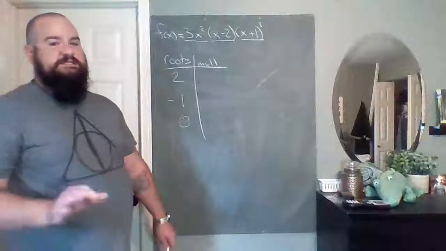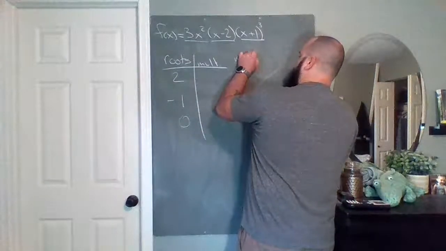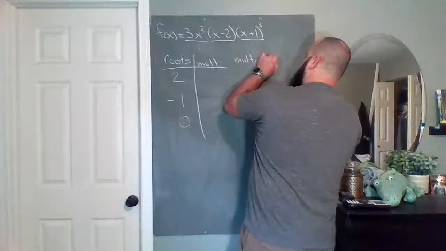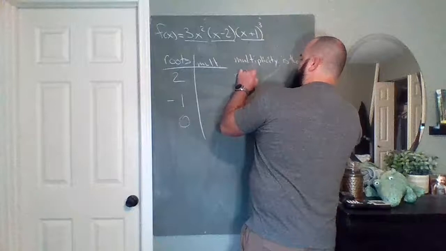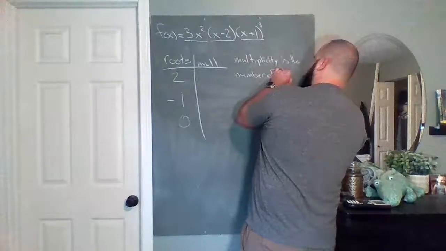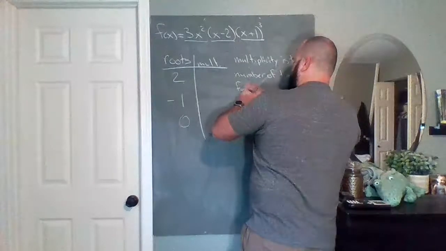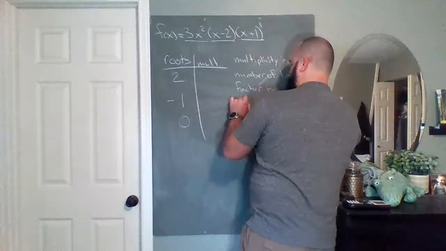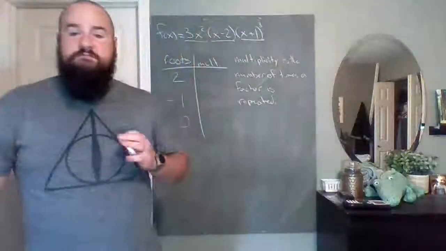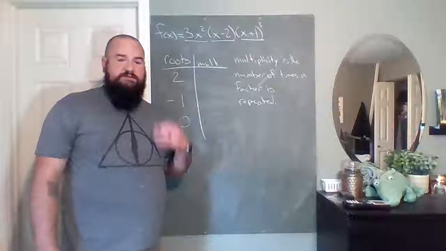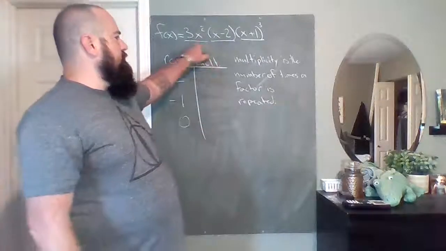Now for the multiplicities, that's really easy. I'm going to write this down over here. Multiplicity is the number of times a factor is repeated. So the multiplicity of a zero, of a root, of an x-intercept, is simply the number of times that factor is repeated. If we look here, none of these seem repeated.